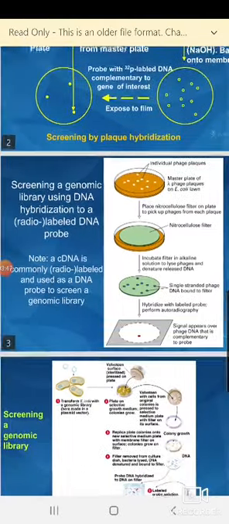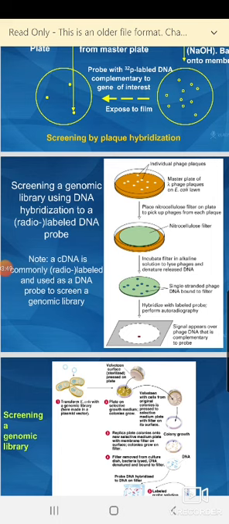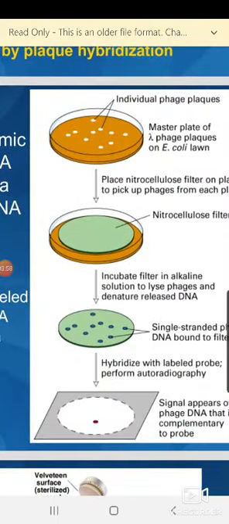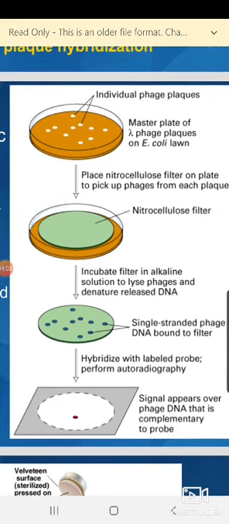Now, this diagram is showing screening a genomic library using DNA hybridization to a radiolabeled DNA probe. This is what people are doing. This is plaque formation. You see there are small gaps, individual phage plaques. This is a master plate of lambda phage plaques on an E. coli lawn. That means E. coli is your host where you have inserted your vector. The vector can be a cosmid, or a lambda phage vector you have taken.